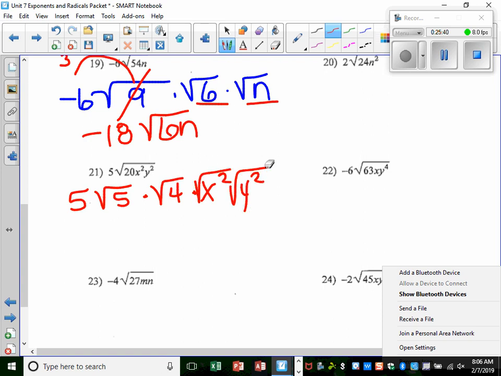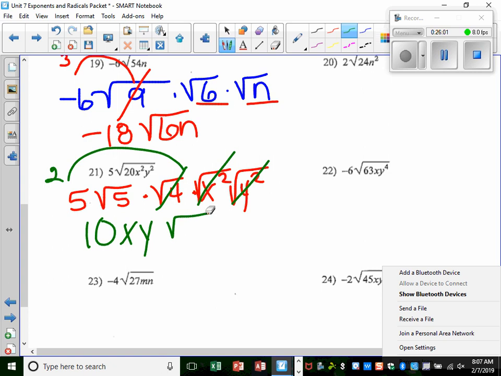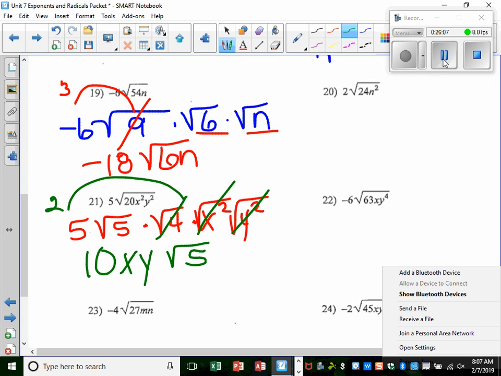Okay, so let's take out all the stuff that's perfect. I'm going to take the square root of 4 out, which is 2. I'm going to multiply it by the 5 that's there. So that's going to give me what? 10. Okay, I'm going to take out the x squared, so that's going to become what when I take it out? X. And y squared would become what? Y. And so what's the radicand? Very good. Okay. All right, you guys did an excellent job.